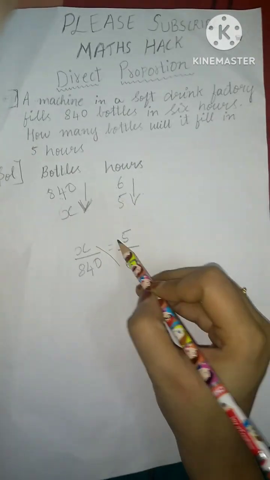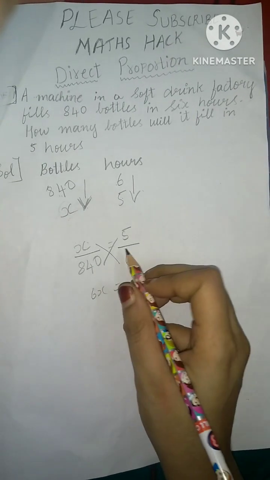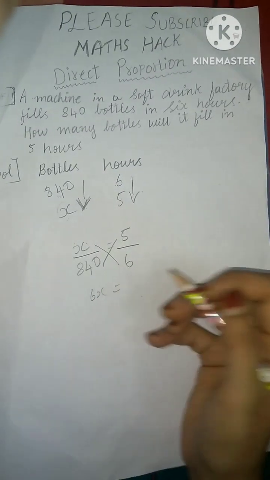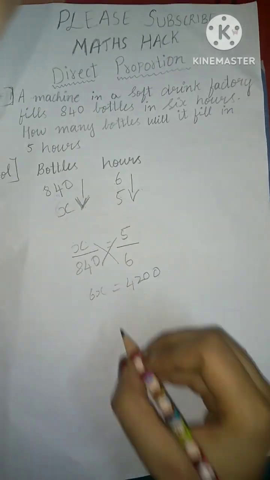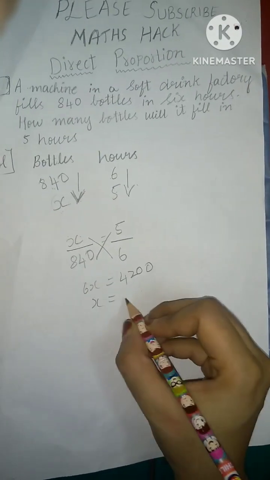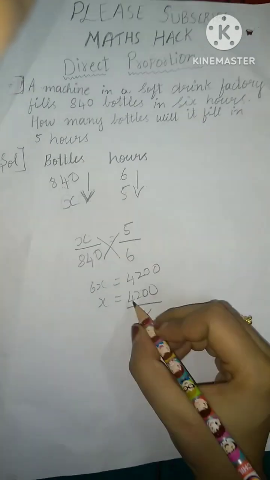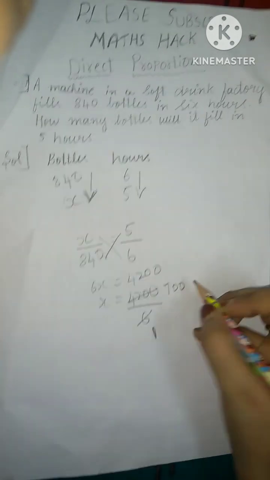Now we'll do the cross multiplication. X into 6 is 6x. 840 into 5 is how much? 4200, right? 4200. Now we'll bring this x down. X is equal to 4200 by 6. 6 ones are 6. 6 how much are 42? 6 sevens are 42. Take the 2 zeros up.